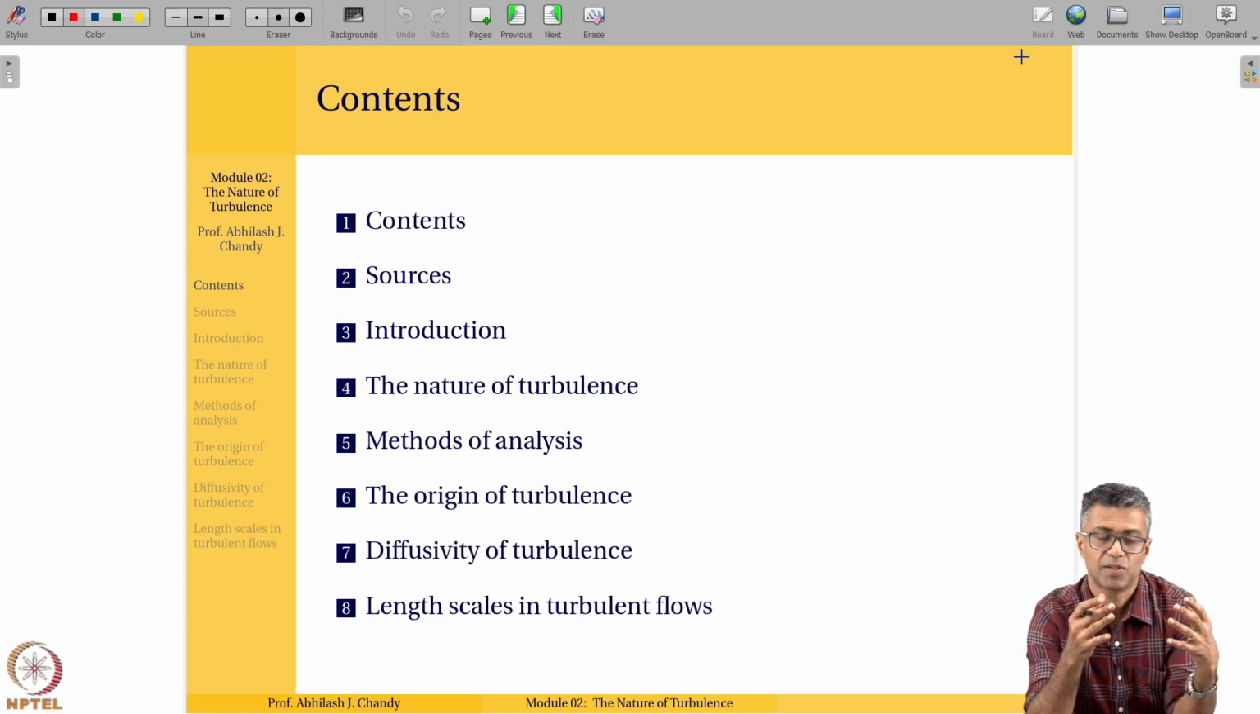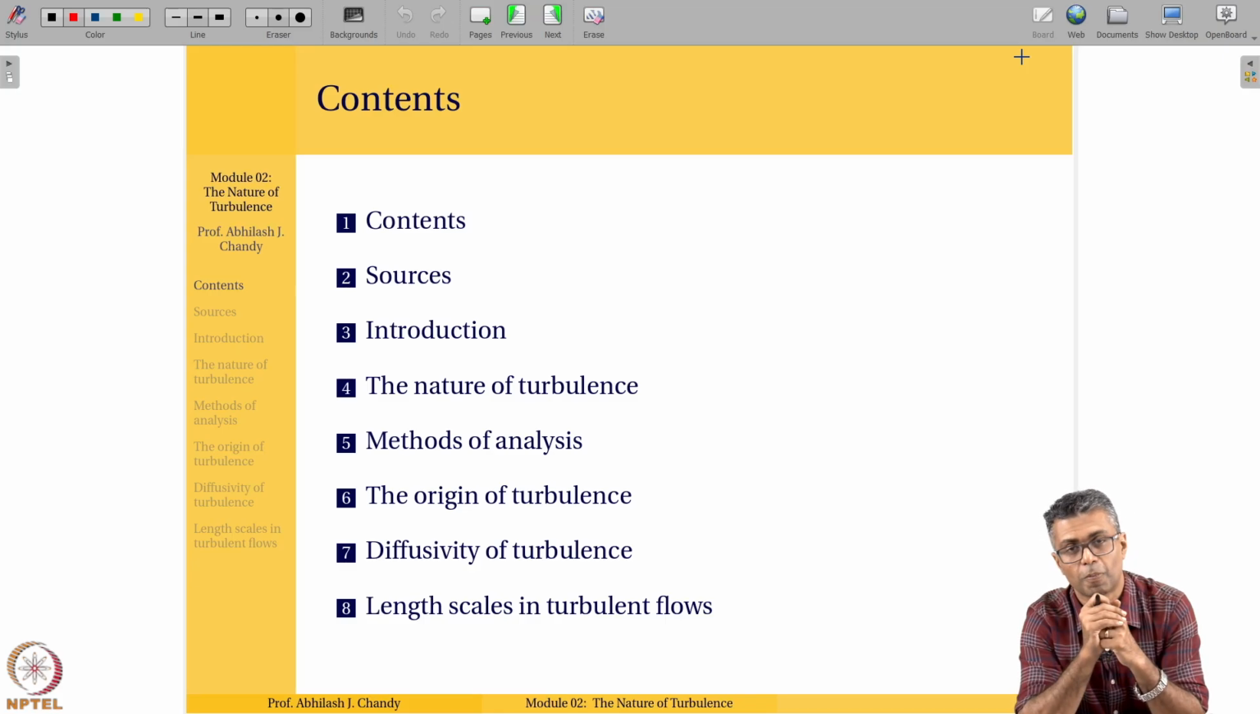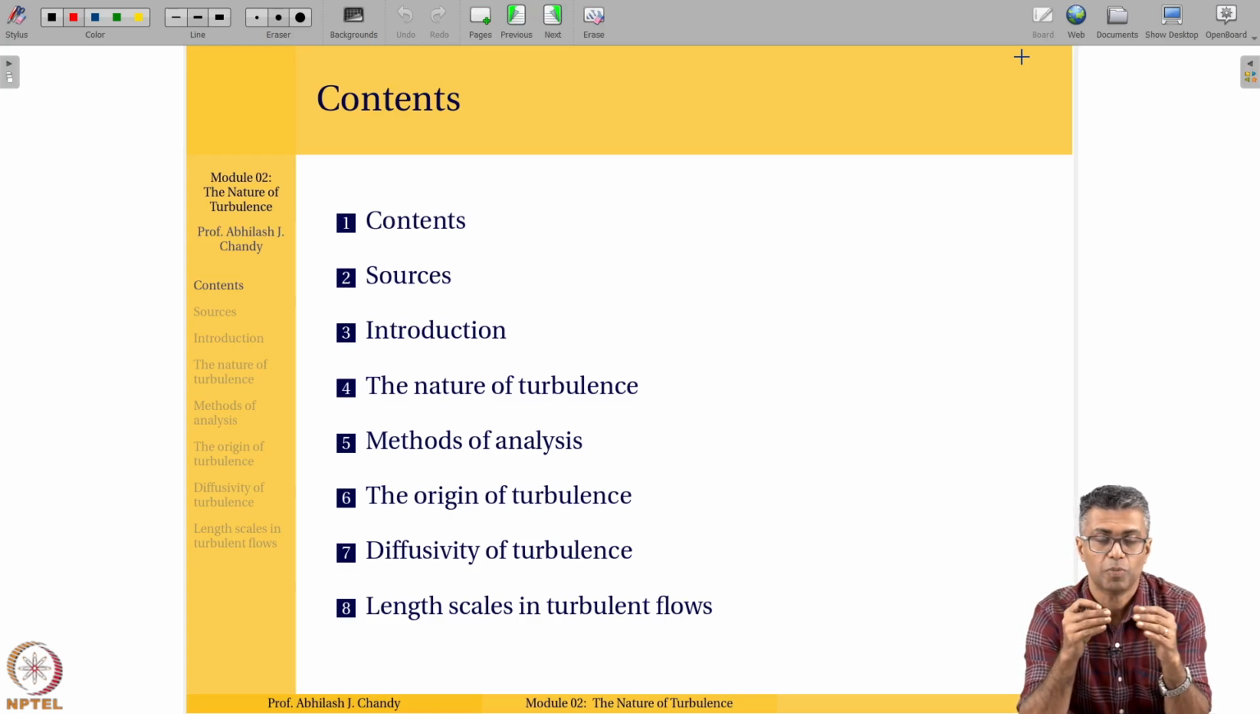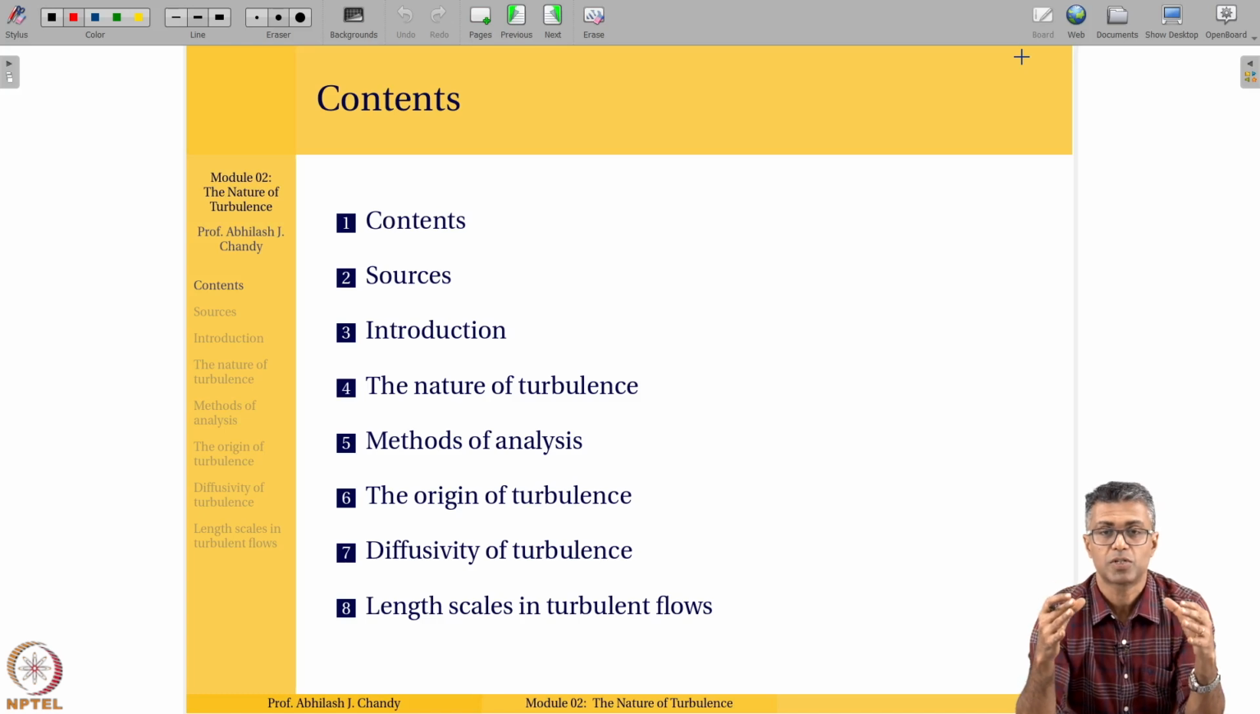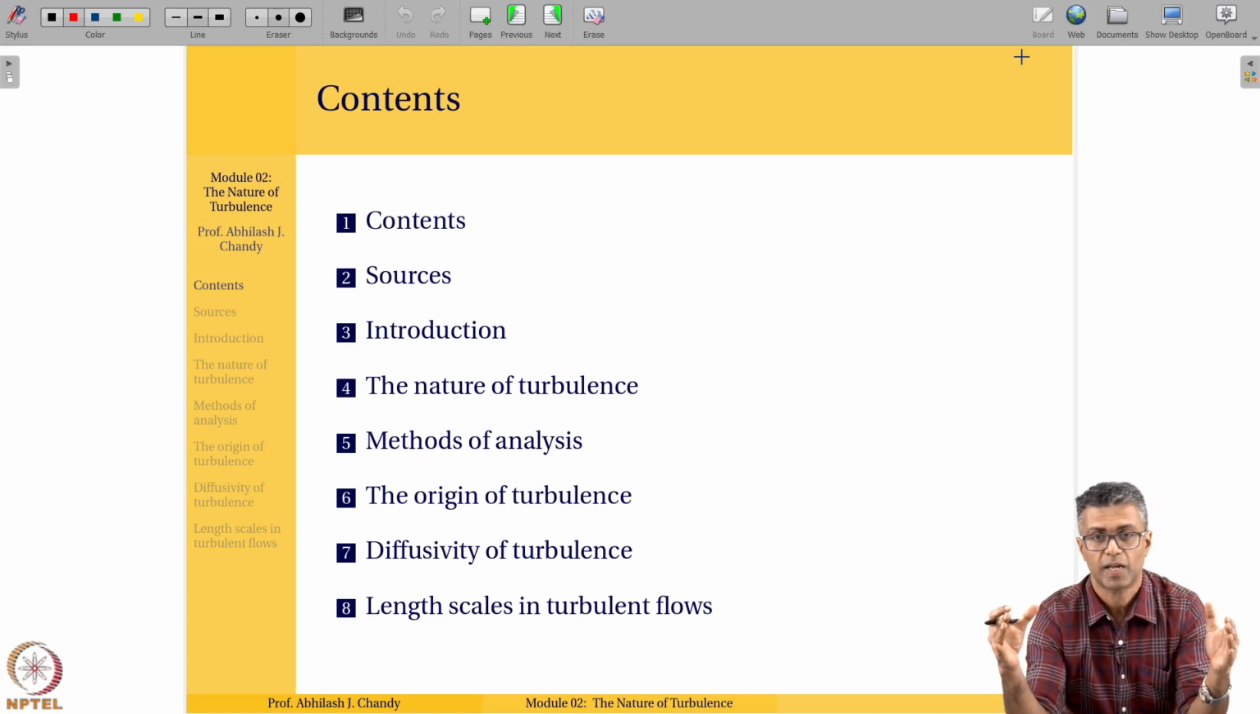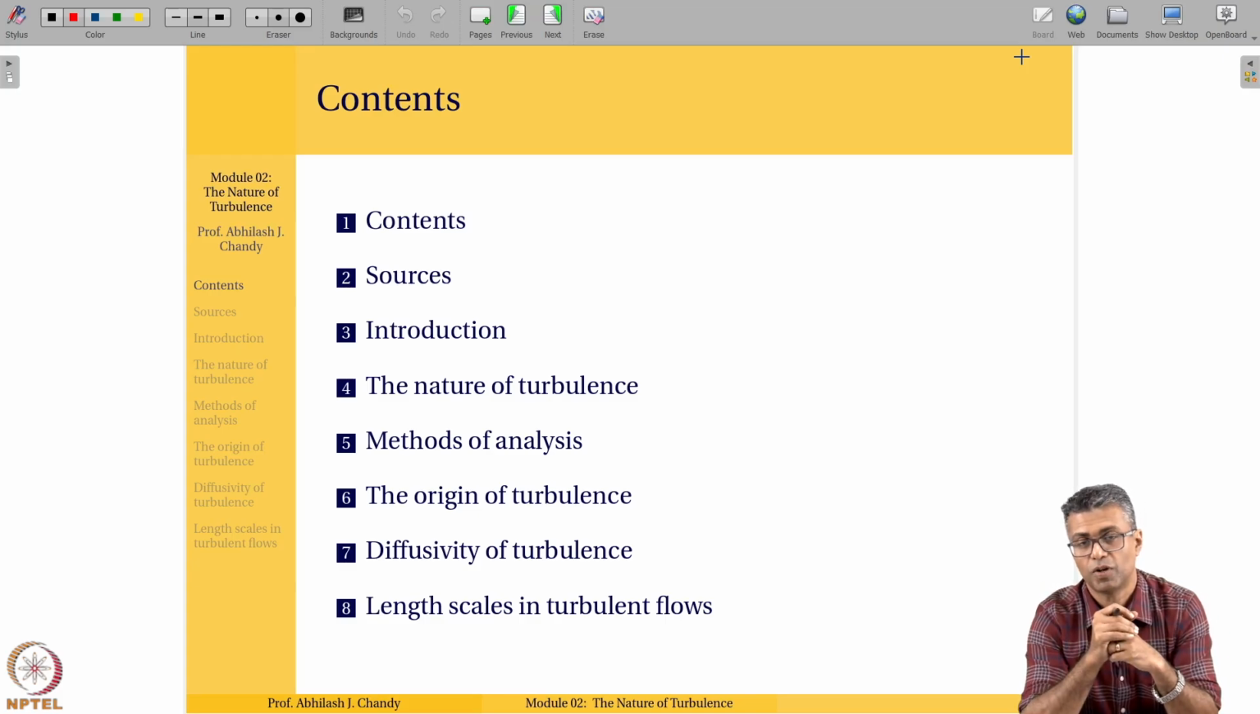Some of the methods of analysis of turbulence. We'll look at the origin of turbulence. How is it generated? What leads to turbulence? And the most important attribute of turbulence, which is the diffusivity of turbulence, we will analyze that in detail. Finally, we'll end this module by looking at length scales of turbulence. As I've already mentioned, turbulence involves a wide range of length scales. So we will focus on that particular aspect of turbulent flows, the length scales.